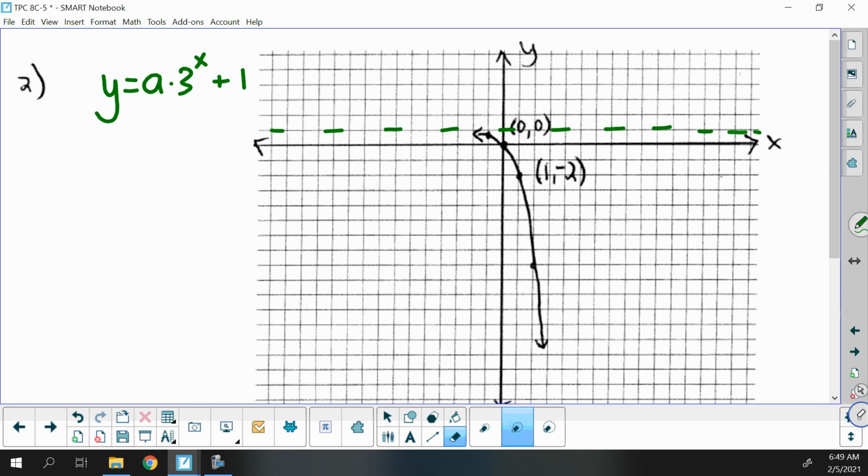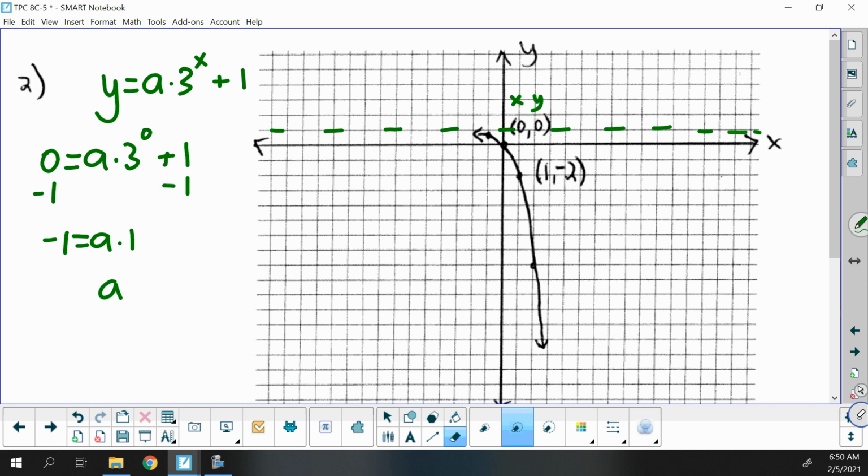Now we can pick either point to sub in. So maybe let's pick the 0, 0. So we'll put 0 in for y. We'll have a times 3 to the 0 plus 1. First thing we want to do is add or subtract over the value at the end. So we'll subtract the 1 over, and we get negative 1 equals a times anything raised to the 0 is just 1. So this will be a equals negative 1. So our equation now is negative 1 times 3 to the x plus 1.